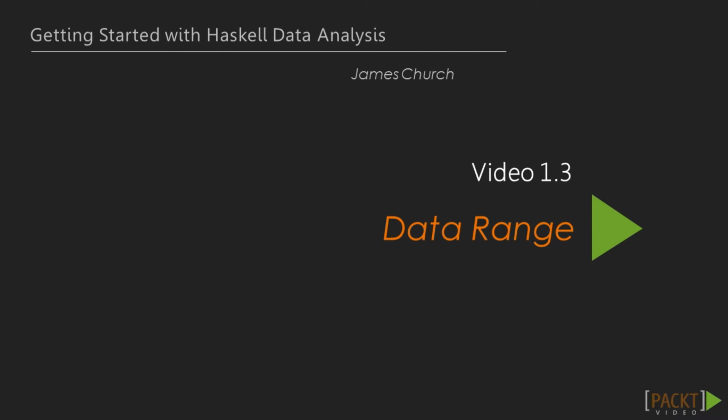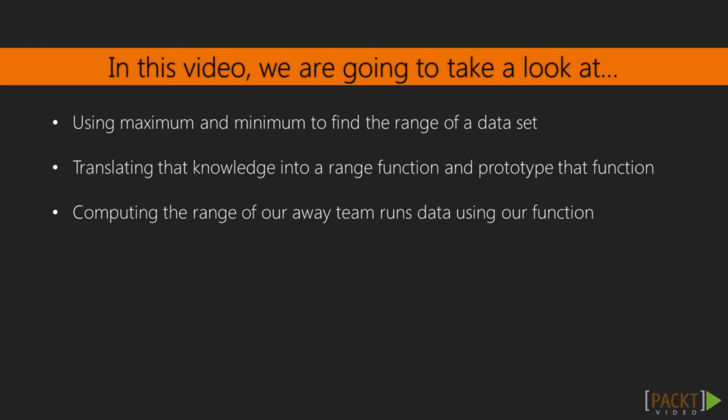We begin with the data range descriptive statistic. This will be the easiest descriptive statistic that we cover in section 1. All it is is grabbing the maximum and minimum of a set of values. So in this video, we're going to be taking a look at using the maximum and minimum functions in order to find the range of a data set. And we're going to be combining those functions into a single function, which returns a tuple of values. And finally, we're going to compute the range of our away team runs using the function that we prototyped.